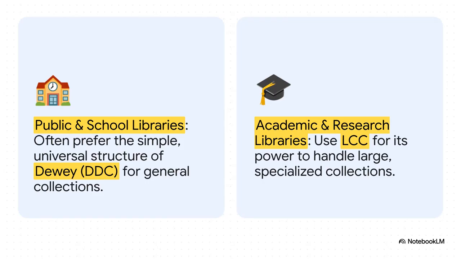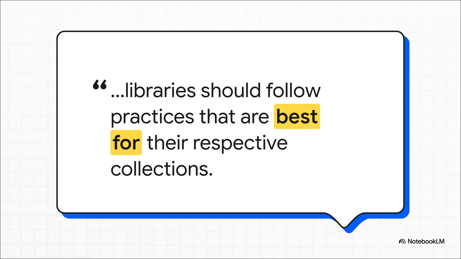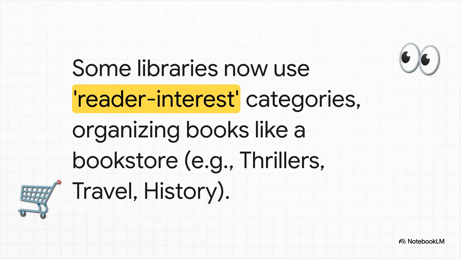And you can see this play out in the real world. Public and school libraries, which serve a general audience, almost always prefer the simplicity of Dewey. It's just easier for people to understand. But huge academic and research libraries, the ones with millions of highly specialized books, they almost always use the Library of Congress system for its sheer power and ability to scale up. Ultimately, the choice isn't really philosophical, it's practical. It all comes down to serving the specific needs of a library's community and the unique shape of its own collection.